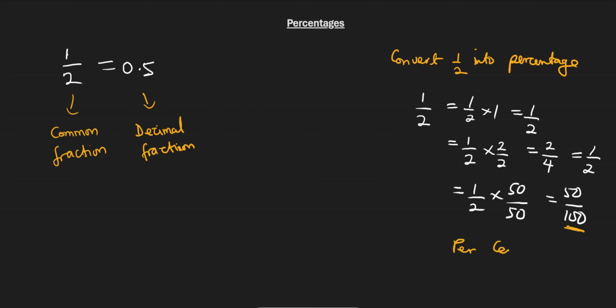Percent. Per means out of, and then cent means 100. So percent simply means out of 100. So with the 50 out of 100 that I wrote here, I can say this is the same as 50%.